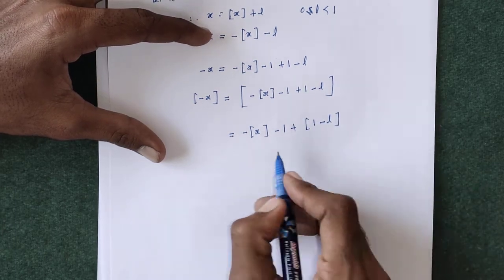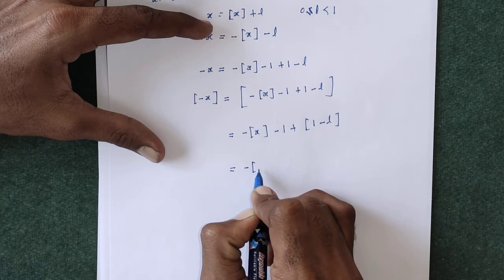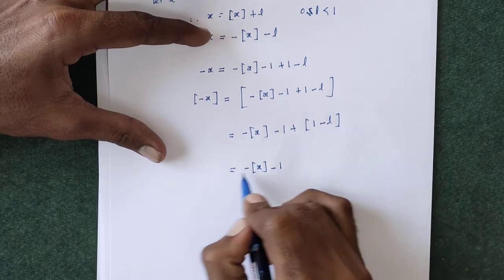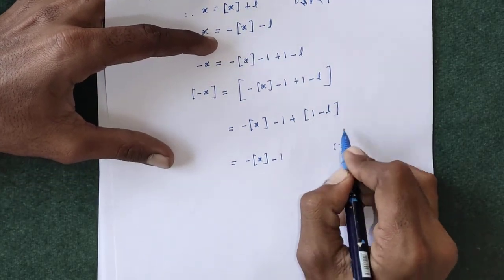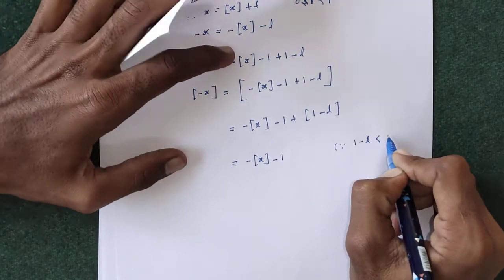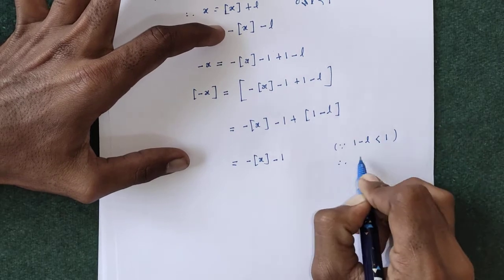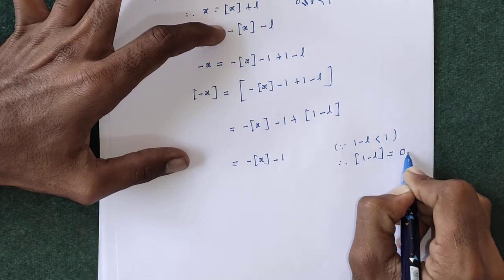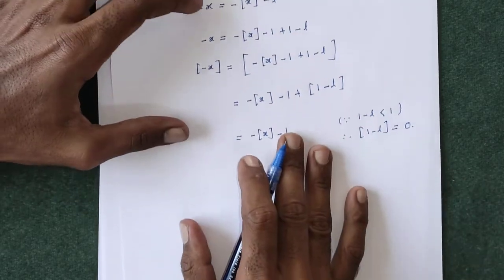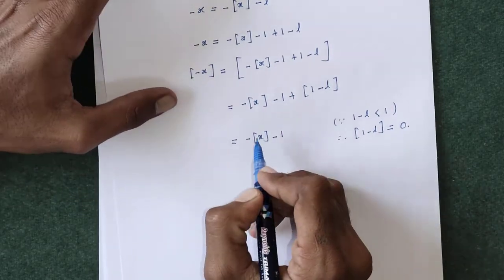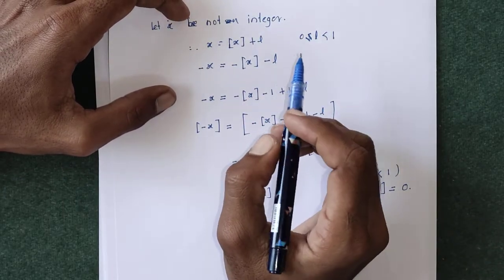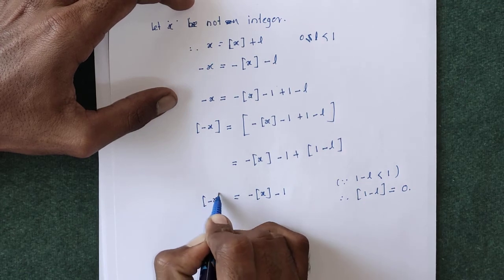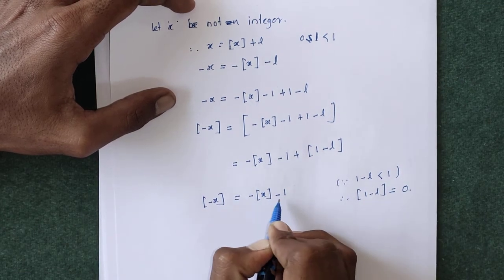So their integral part is 0. So this will become minus of integral part of x minus 1 plus 0, since this 1 minus L is strictly less than 1. Therefore, this integral part of 1 minus L is equal to 0. Now, we have integral part of minus x is equal to minus of integral part of x minus 1.